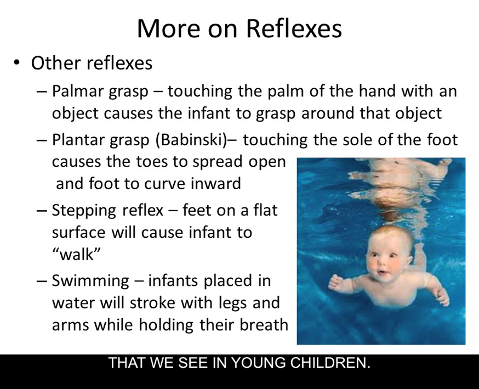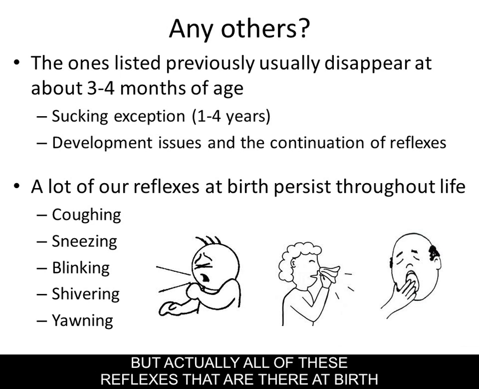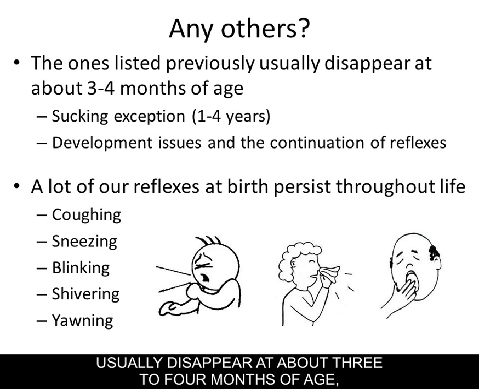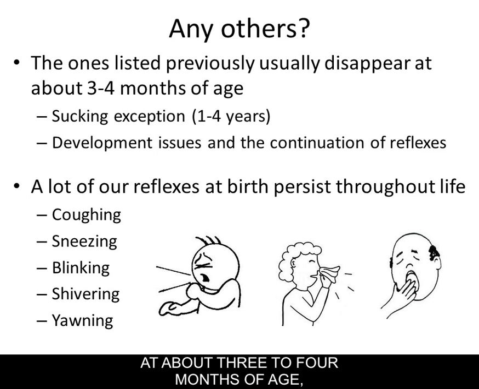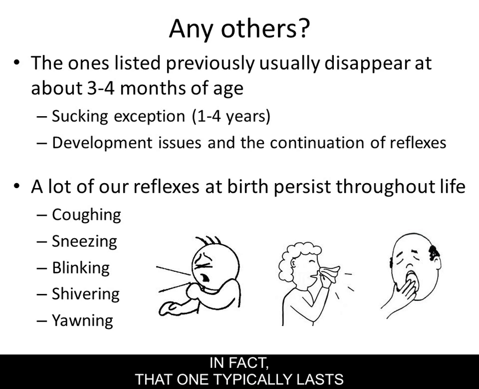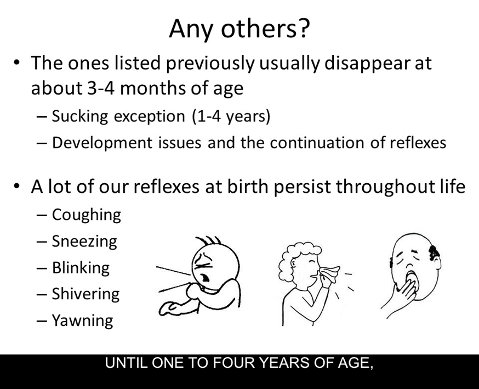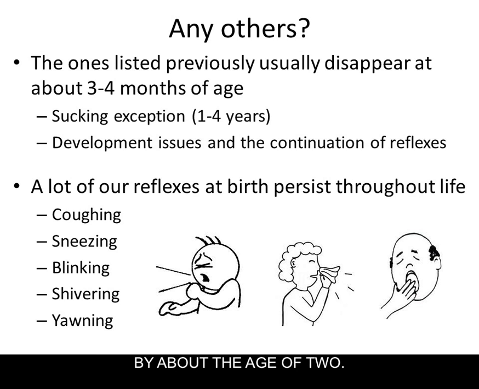Now, we mentioned the swimming reflex goes away, but actually all of these reflexes that are there at birth usually disappear at about 3 to 4 months of age. In fact, the only one from the ones we've listed that doesn't disappear at about 3 to 4 months of age is the sucking reflex. That one typically lasts until about 1 to 4 years of age, where most children will get rid of it by about the age of 2.